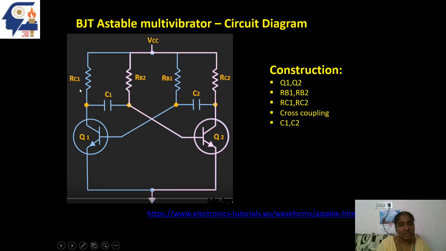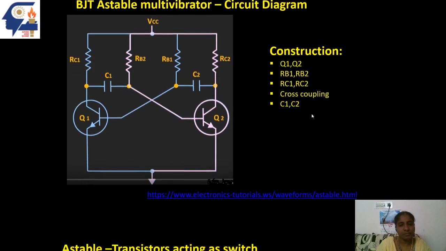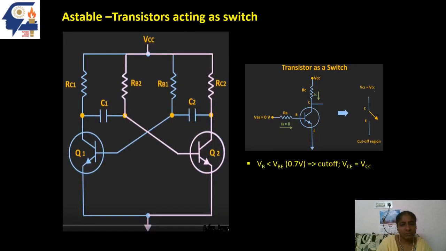And in general, this RC1 value will be less than RP2 and this RC2 value will be less than RP1, so that the capacitors charge. By connecting the collector terminals to the base of the other transistor, this process is called cross coupling. The working of the circuit can also be referred to in the link given in the previous slide.